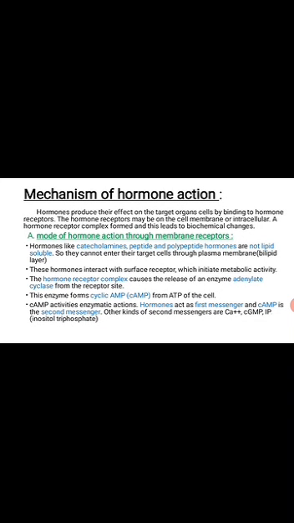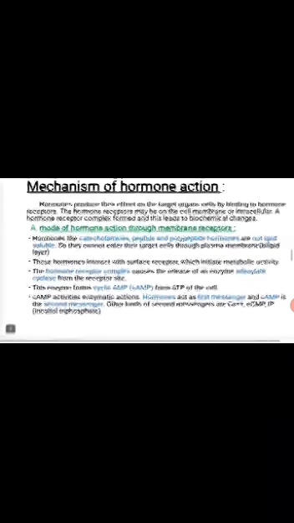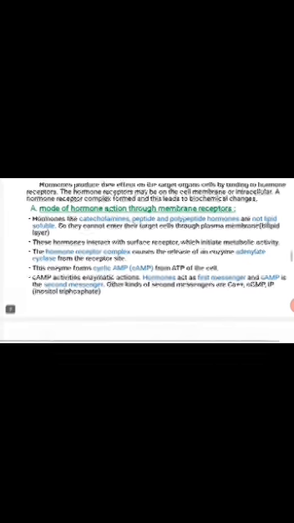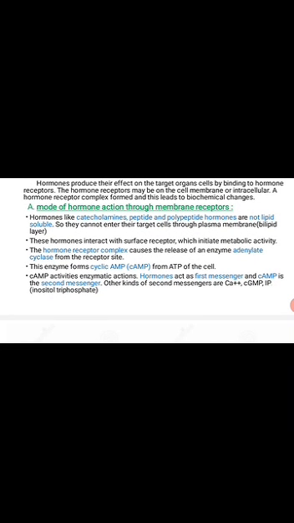So first of all, the hormone binds with the receptor. When the hormone reaches the particular target organ, it binds with the receptor, and the hormone-receptor complex gets formed, and then it gives the particular biochemical change. That means the hormone shows its action. So the first one is the mode of hormone action through the membrane receptor. Suppose the membrane receptors are there. So how do these hormones show their action?